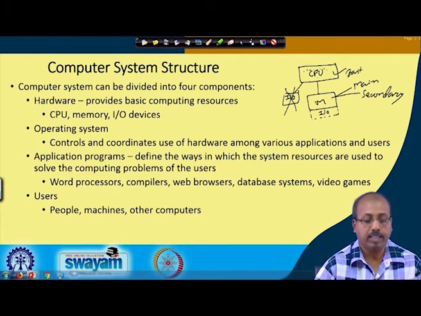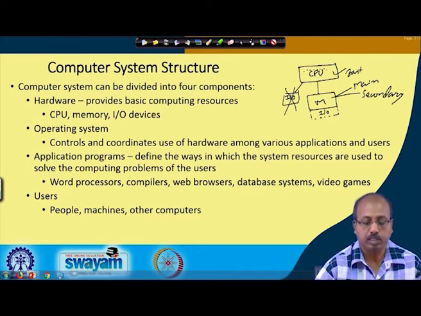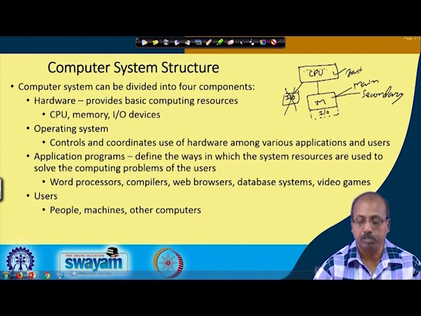Then we have got another component which is called the operating system. It controls and coordinates use of hardware among various applications and users. This is more of an administrative job, and a coordination job. The operating system is a piece of software which will try to exploit the features of the underlying hardware and get the user jobs done.